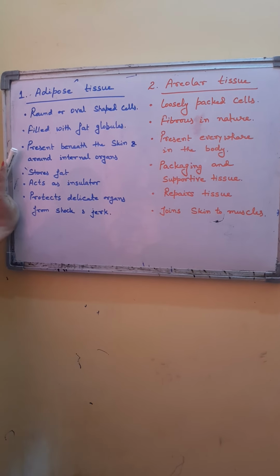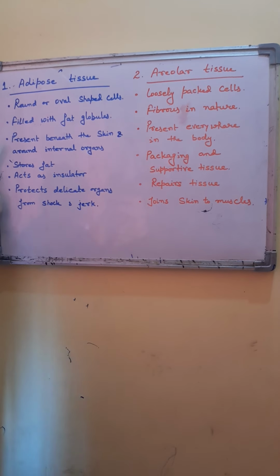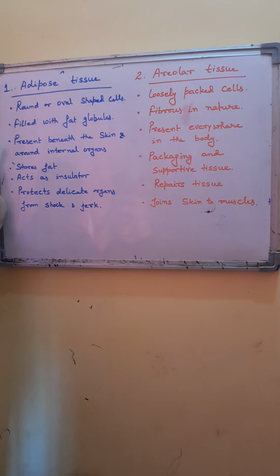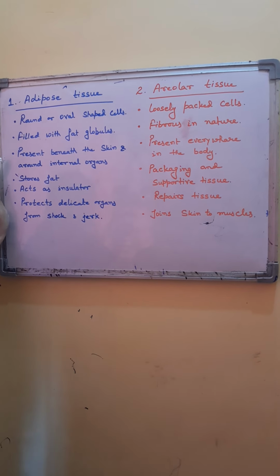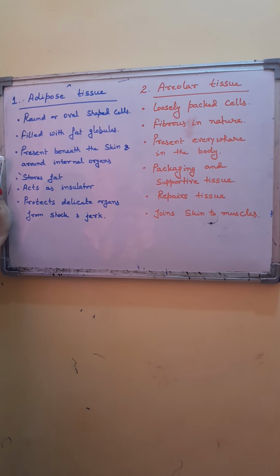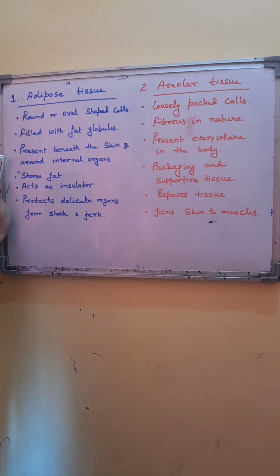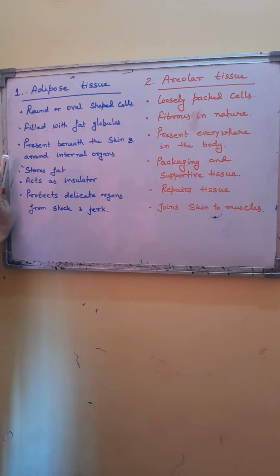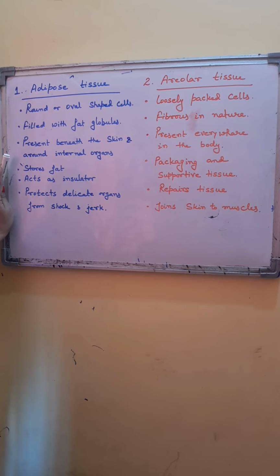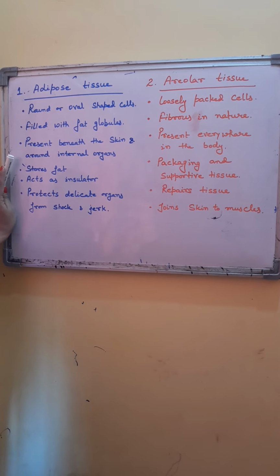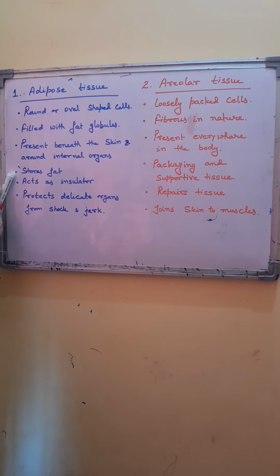These tissues are present beneath the skin and around internal organs. Beneath the skin, these are present as a layer, and the extra fat of the body is stored in this adipose tissue. It is also present around internal organs and at some other areas where extra fat is stored. So its basic function is storage of fat.